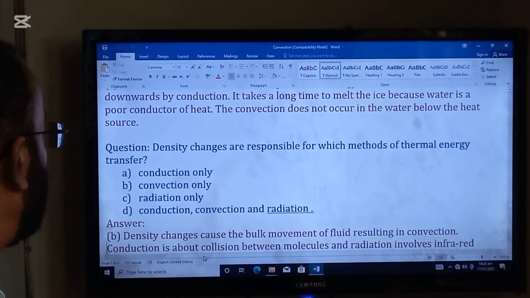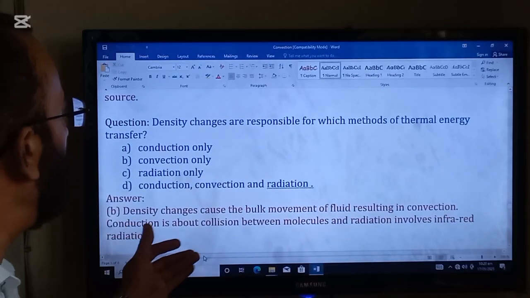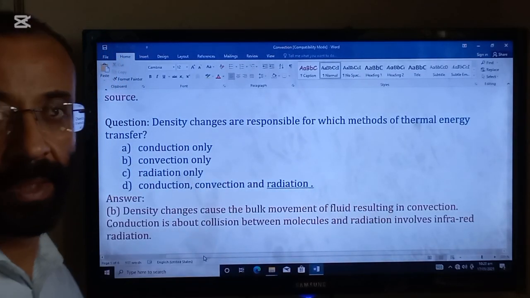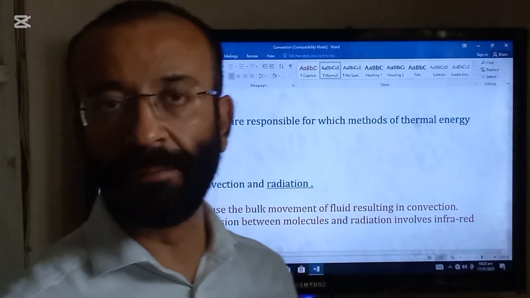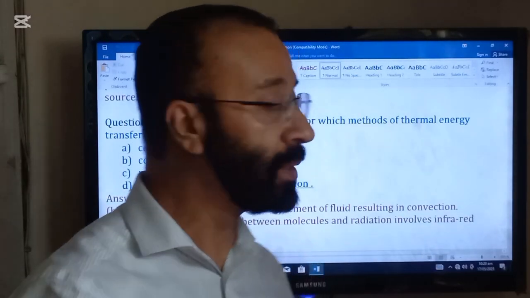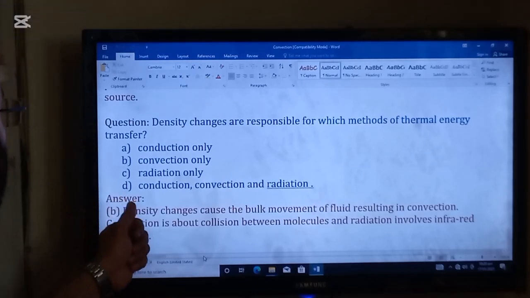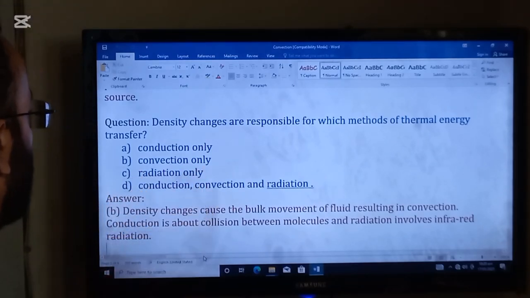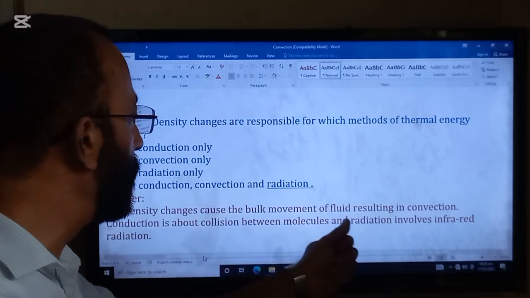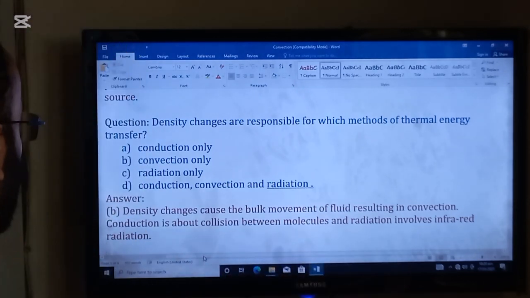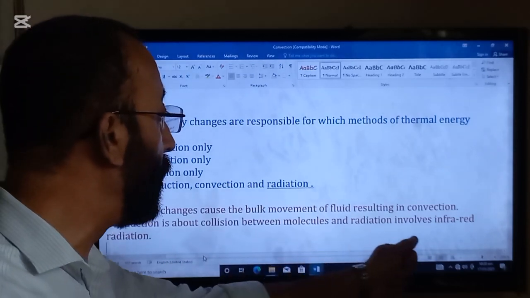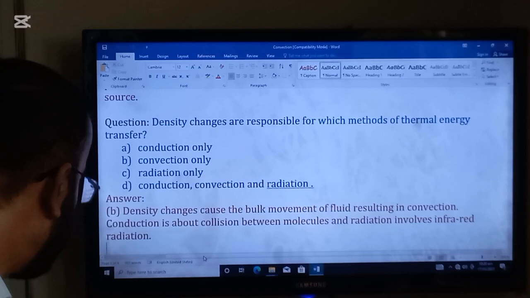And the other question is here: density changes are responsible for which method of thermal energy transfer? So this is the basic concept of convection. Convection takes place because of density changes. So part B is the answer, convection only. Density changes cause the bulk movement of the fluid, resulting in convection. Conduction is about collisions between the molecules and radiation involves infrared radiation.